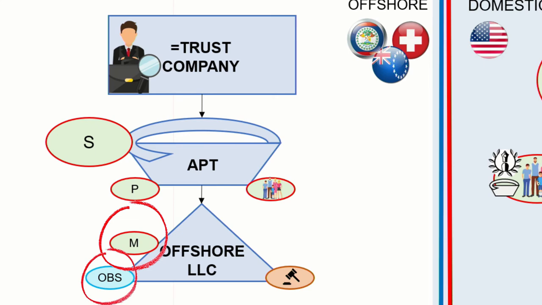Note, it's out of Dodge. It's a perfect place to put money. Why? Because it's unreachable. It's off your balance sheet and it's out of Dodge.